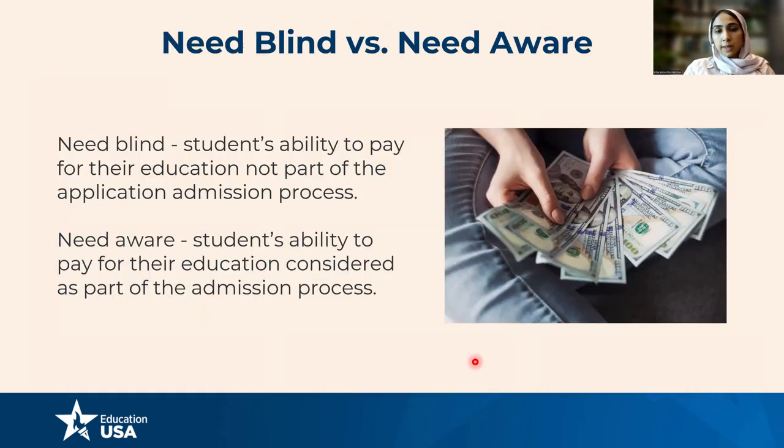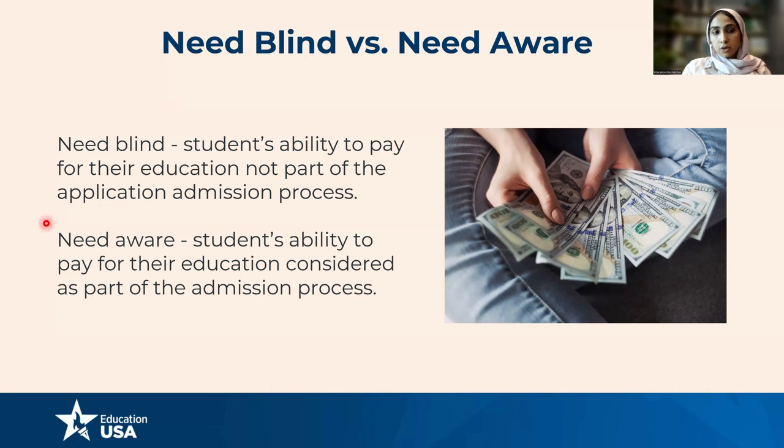So there's need blind versus need aware. Need blind is when the student's ability to pay for their education is not part of the application and admissions process. Need blind universities are very competitive universities. Most of them are Ivies, however, not all of them, such as Amherst College. So if you get into such a competitive university, they will not take your financial situation into consideration, and they will try their absolute best to help and pay for your education.